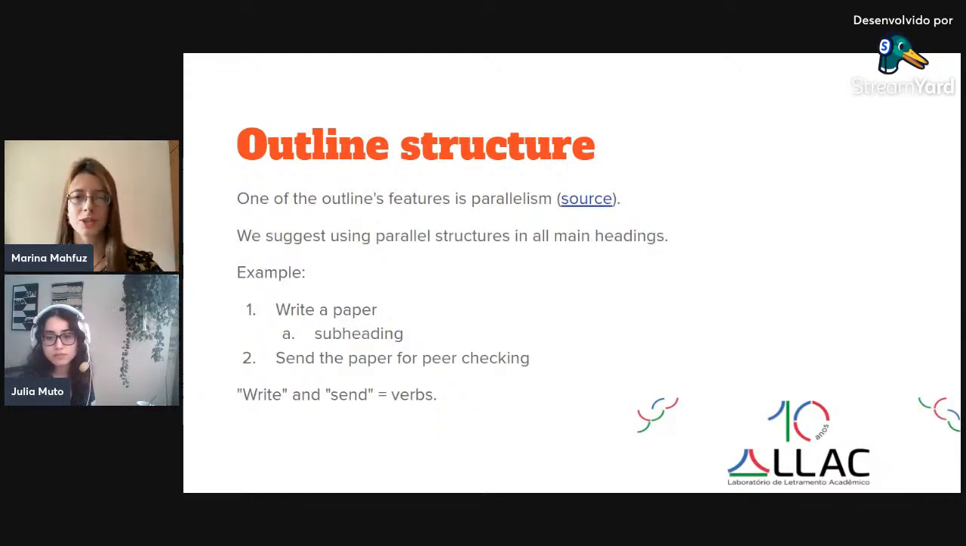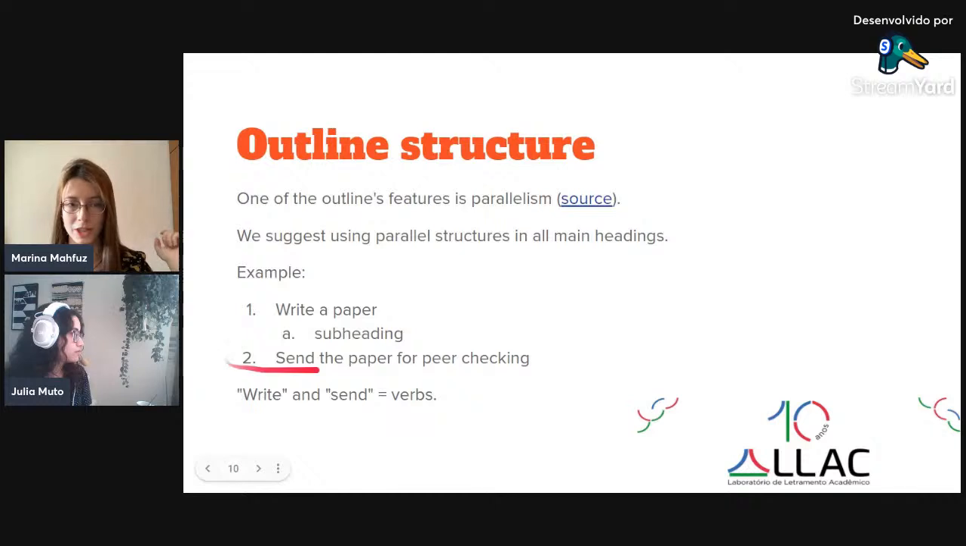Do you understand peer checking? It's like when you write your paper, after you write, you send it to a colleague to check the information or the facts or the bibliography. It's important in academia. So these are two steps to hand in an academic paper. First, you have to write the paper, and then you have to send the paper for peer checking.